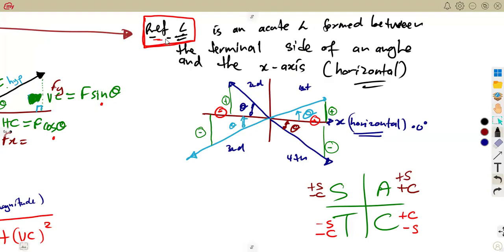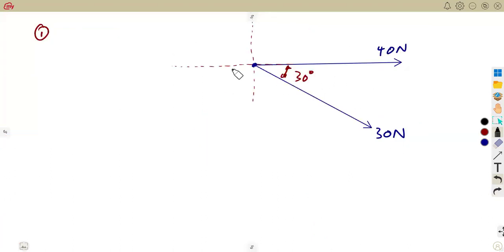Focusing on the reference angle. So like I said, when using the reference angle, we must take the angle, which is the acute angle formed between the terminal side of an angle and the x-axis, which is the horizontal. So according to this, guys, this one is directly in the vertical.